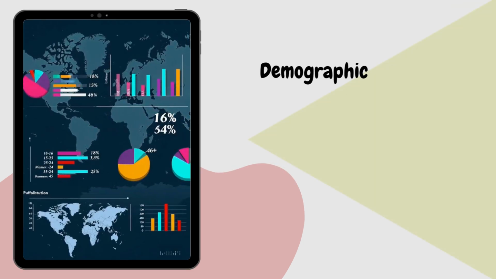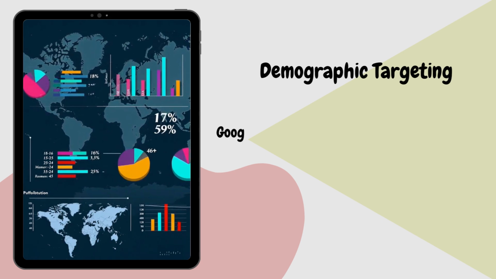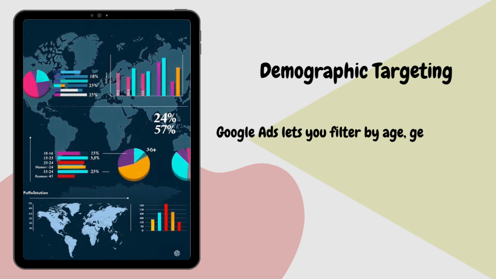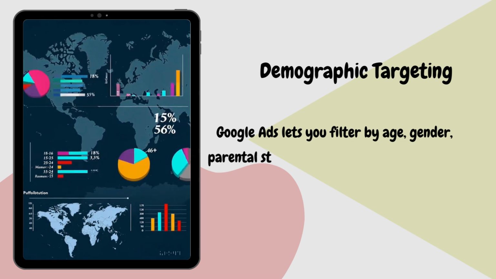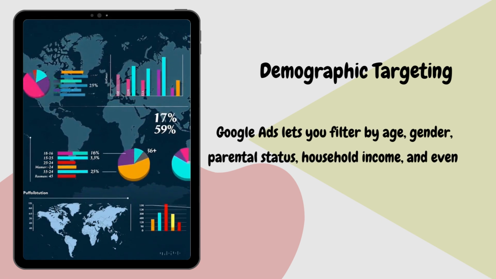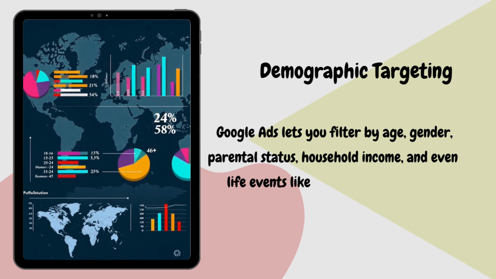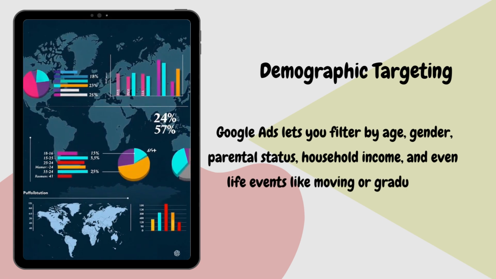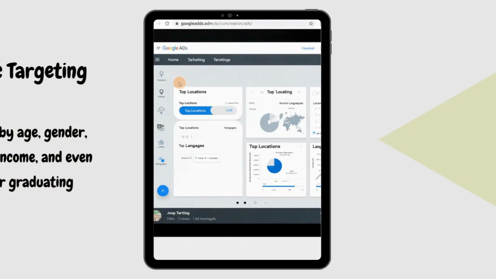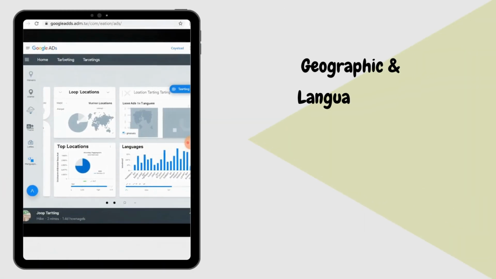First is demographic targeting. Let's start with the basics. Demographics. Google Ads lets you filter by age, gender, parental status, household income, and even life events like moving or graduating. For example, if you're promoting a university program, you can target young adults who are about to graduate high school.